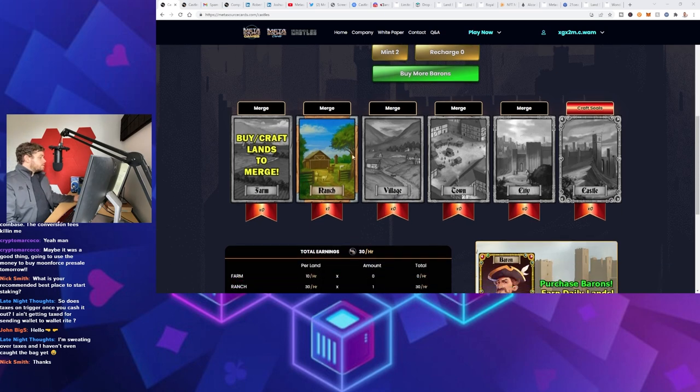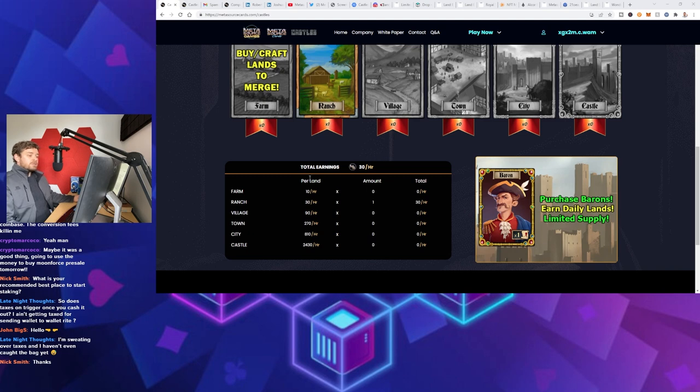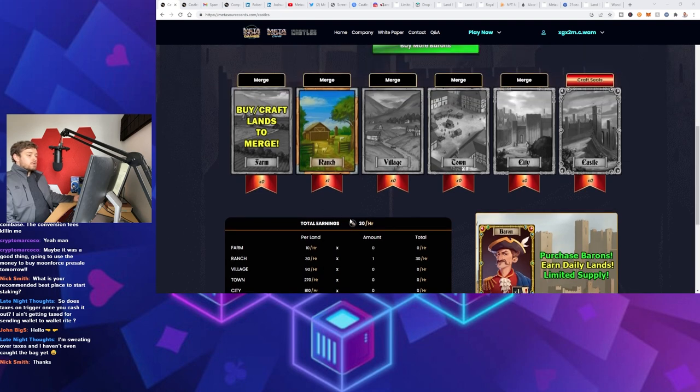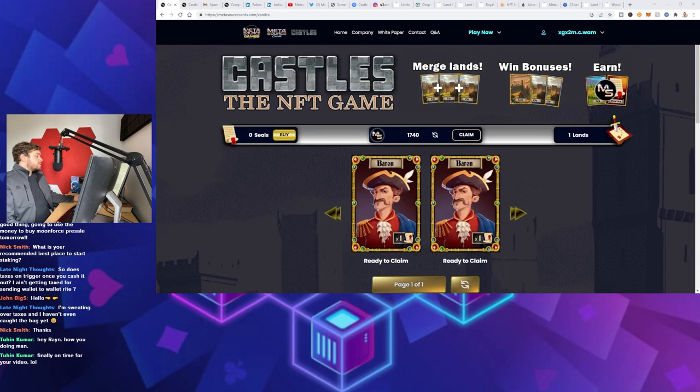But why would you or I care about doing that? Well, if you scroll down just a little bit further, you'll see total earnings. If you have land, you earn a certain amount of Metasource tokens per hour based on the land that you own. So that's pretty darn sick. That's pretty darn cool. In addition to that, these are all NFTs, and there is an NFT marketplace where you can go and flip these things.